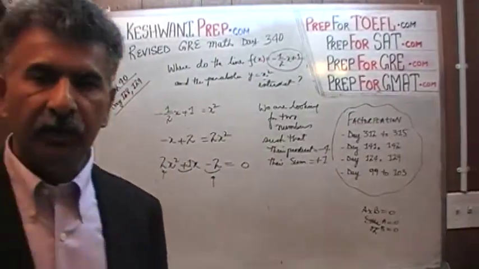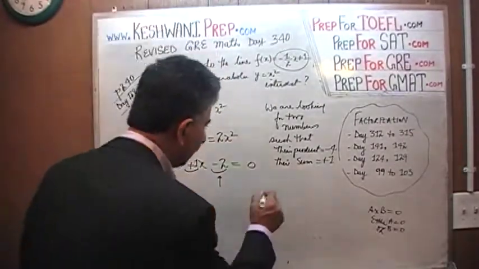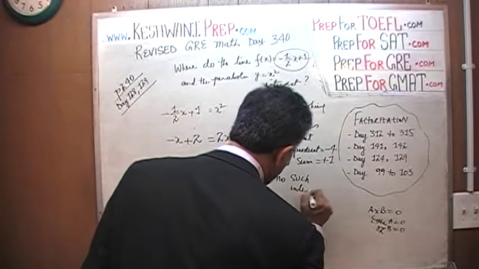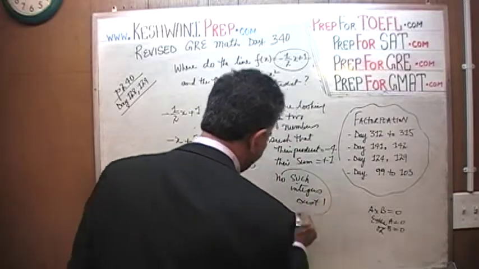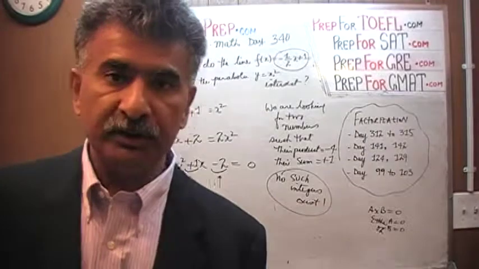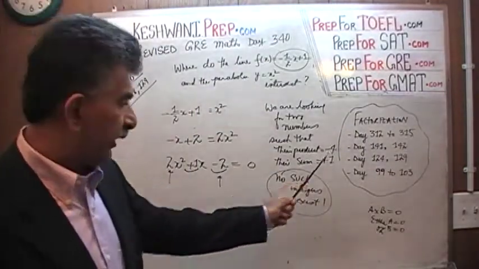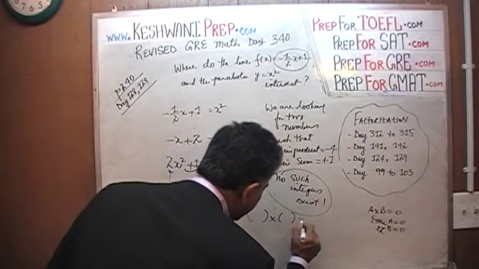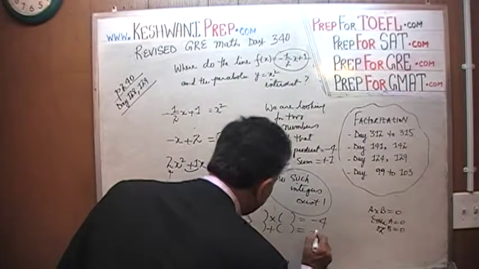And try as you will, you will find that no such integers exist. There are no integers, listen carefully, which when multiplied together will give us a product of negative 4. We're looking for two numbers. When we multiply them together, we want a negative 4. When we add them together, we get a positive 1.